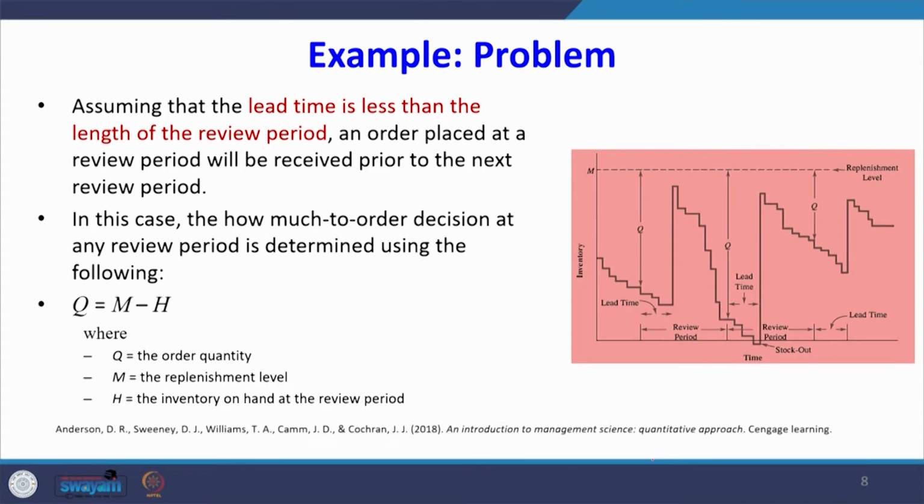Look at this picture on the right hand side. On the x axis is time, on the y axis is inventory level. The M represents the replenishment level, and Q represents your order quantity. You see the periodic review: the review period is this much and the lead time is this much. And because we have assumed the demand is probabilistic, there is a chance there may be a stock out.